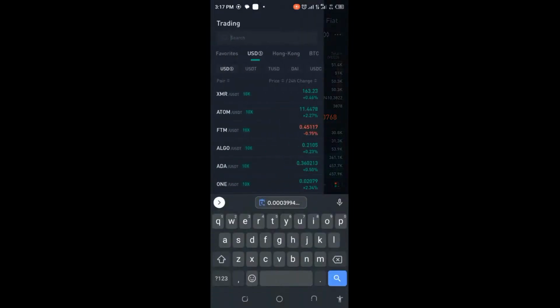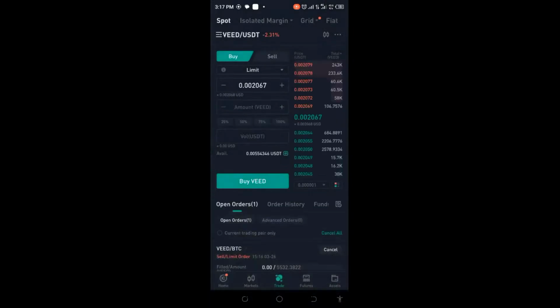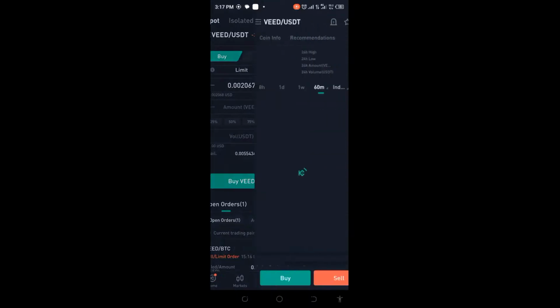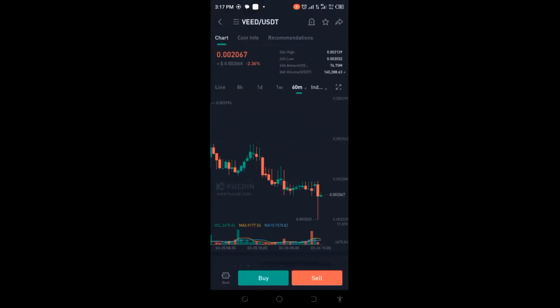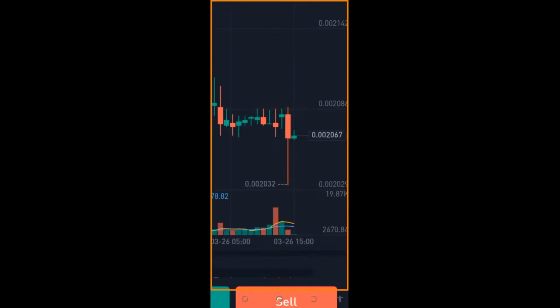So we're currently in the queue in VID BTC for it to be sold to BTC. Let's go and check what's happening in VID USDT. Let's check the charts and see whether this is going up. Okay, it looks like it's going down though. Let's check again. Okay, it was going up. As you can see, it's actually going up right now.